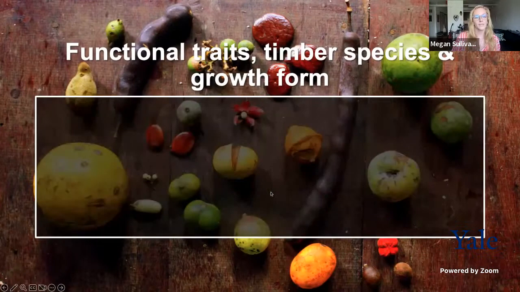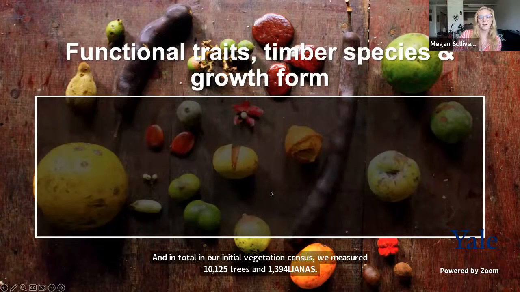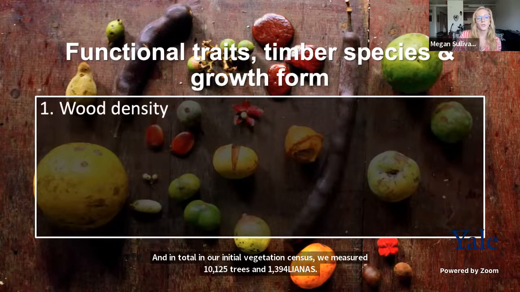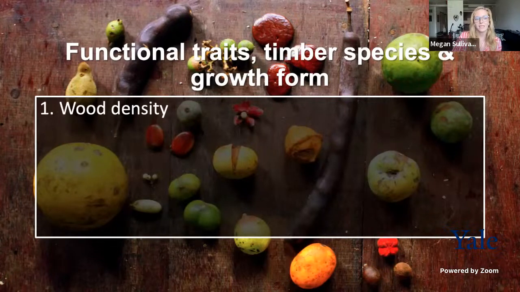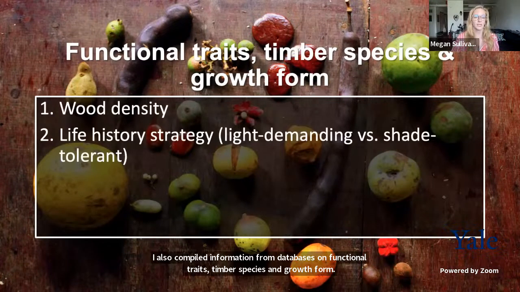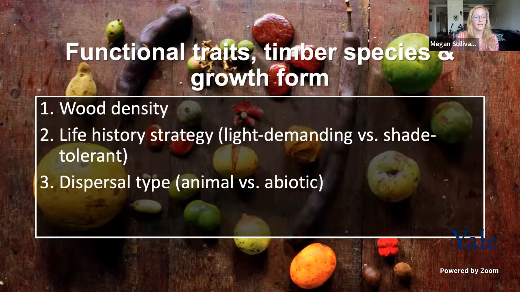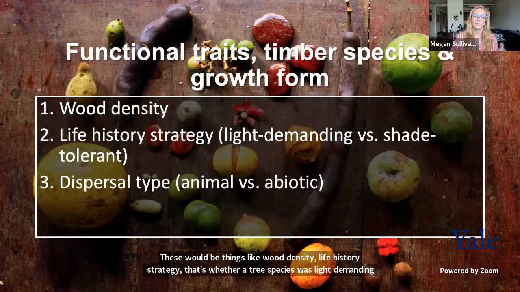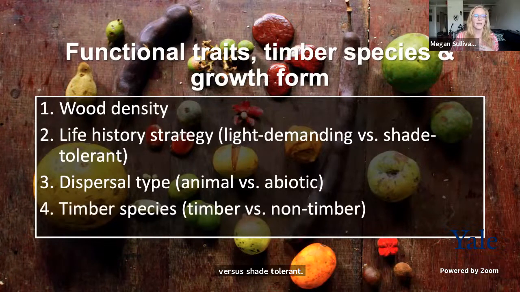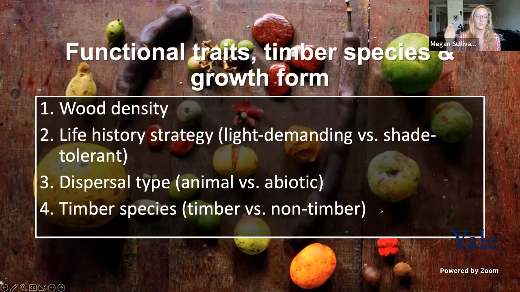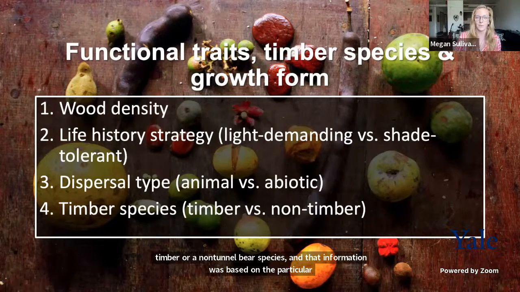I also compiled information from databases on functional traits, timber species, and growth form. So these would be things like wood density, life history strategy, that's whether a tree species was light demanding versus shade tolerant. I also looked at dispersal type, so whether the tree was animal versus abiotic dispersed, and if the tree was a timber or a non-timber species, and that information was based on the particular species that this logging concession was actually targeting in these areas that we measured.